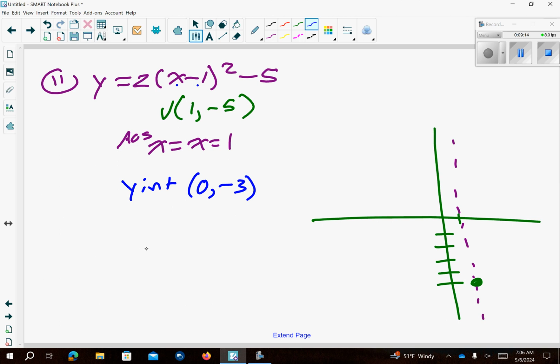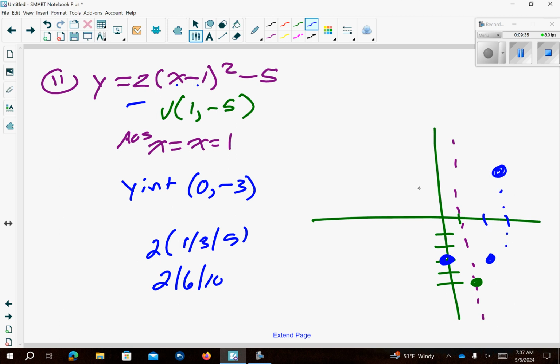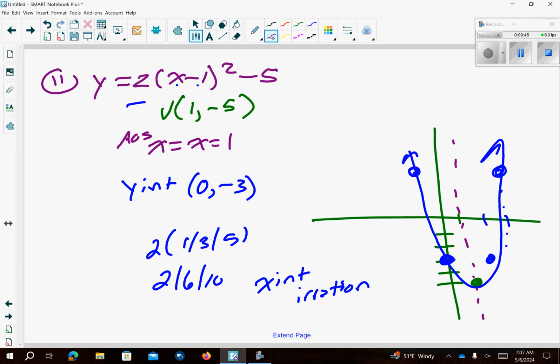All right, so our pattern graph is going to go 2 times 1, 3, 5 because we have a 2 out in front, so it's going to go 2, 6, 10. So if I go right 1, up 2, look at that, I found my y-intercept. Right 1, up 2. And then up 6, so right 1, up 6. 1, 2, 3, 4, 5, 6. Left 1, up 6. So there it is. Our x-intercepts are irrational because it crosses. I just don't know exactly where it crosses.